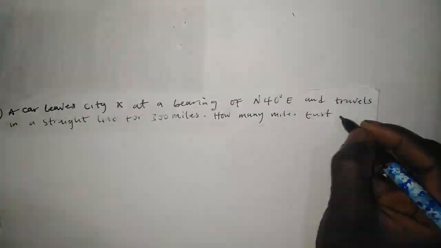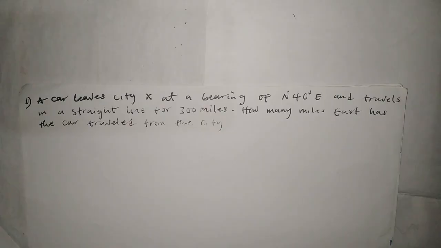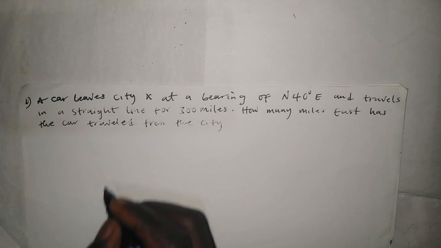Now let's look at some bearing questions that are in the form of word problems. Question 1. The question says, a car leaves city X at a bearing of north 40 degrees east and travels in a straight line for 300 miles. How many miles east has the car traveled from the city? So let's say this is our city X.